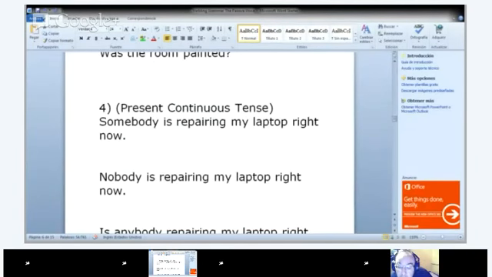And then, a great question is, has my laptop, make sure that I type this in, has my laptop been repaired? And I would put at the end, yet. Has it been repaired yet? Has my laptop been repaired yet? This is a question.